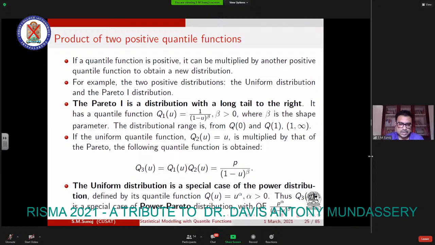Uniform distribution is a special case of the power distribution, defined by the quantile function U raised to alpha. For the uniform distribution, the quantile function is U, and for the power distribution, it is U raised to alpha for alpha greater than 0. So uniform is a particular case of the power distribution. Here, we can think of taking the product of the power distribution and the Pareto distribution, and the resulting distribution we call the power Pareto distribution. So Q3(U) is in fact a particular case of the power Pareto distribution with alpha equal to 1.